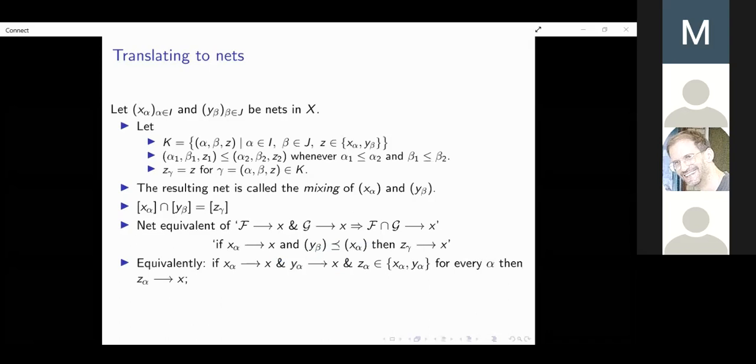And so another way of formulating this, so again we have an alternative formulation, is to say that if X alpha converges to X and Y alpha converges to X, and you have another net Z alpha, so that each Z alpha is either X alpha or Y alpha, then the net Z alpha converges to X. So this is an alternative way of formulating this condition.